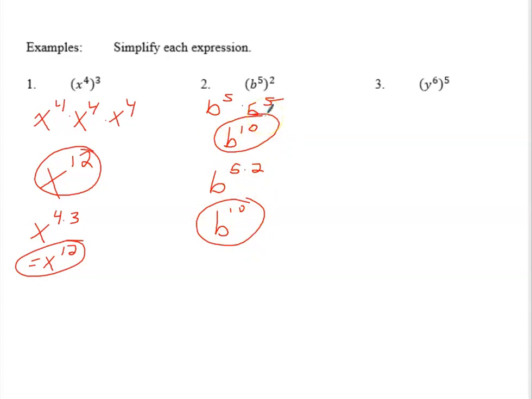This one I'm not going to write out because y to the 6th to the 5th power is going to take a little bit longer. So we're going to use our rule. We have a power to a power situation, so we multiply those exponents together: 6 times 5, which gives us y to the 30th power.